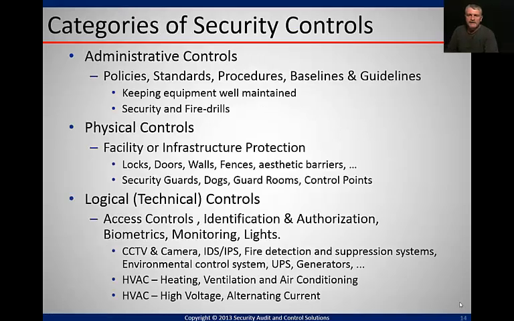Then there are different categories of security controls. We have administrative controls, physical controls, and then also logical or technical controls. Administrative controls include things like policies, standards, procedures, baselines, and guidelines. For example, keeping equipment well maintained, security and fire rules, these fall under administrative controls. Physical controls include things like infrastructure protection. These are physical items such as locks, doors, walls, fences, aesthetic barriers. Also, security guards patrolling the area, dogs, guard rooms, and control points as well.